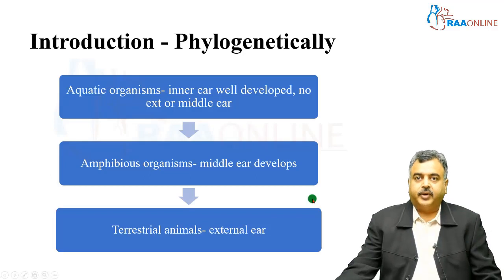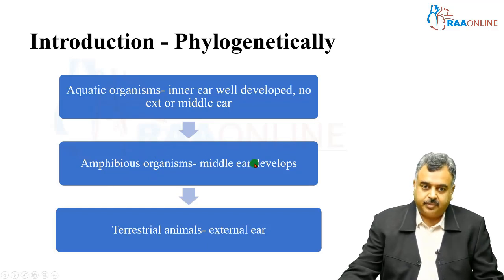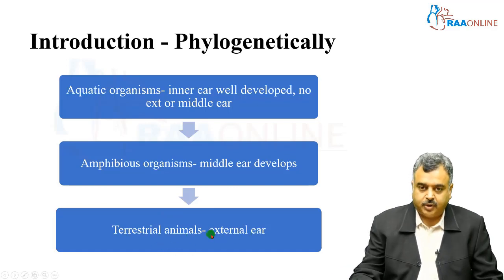Looking at it phylogenetically, in aquatic organisms the internal ear is well developed, but there is no external or middle ear seen. As evolution happened, in amphibious organisms we had the middle ear develop, and in terrestrial animals and mammals, we have the external ear which was formed.